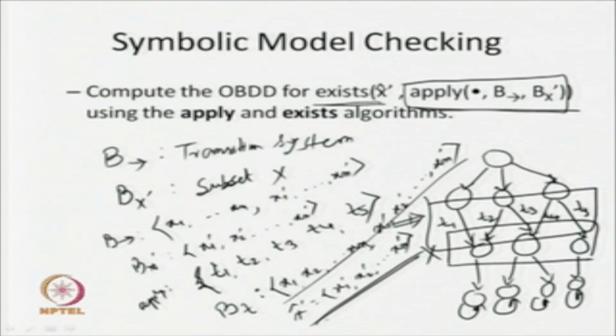We are first doing the apply operation, applying the dot operation to get the intersection, so we get those transitions which are of our interest. That means the transitions which are coming to this particular set X. Now, from that, we are making it independent of the next state variables. Before that, these transitions have all the variables x1 to xn and their prime versions x1 prime to xn prime.